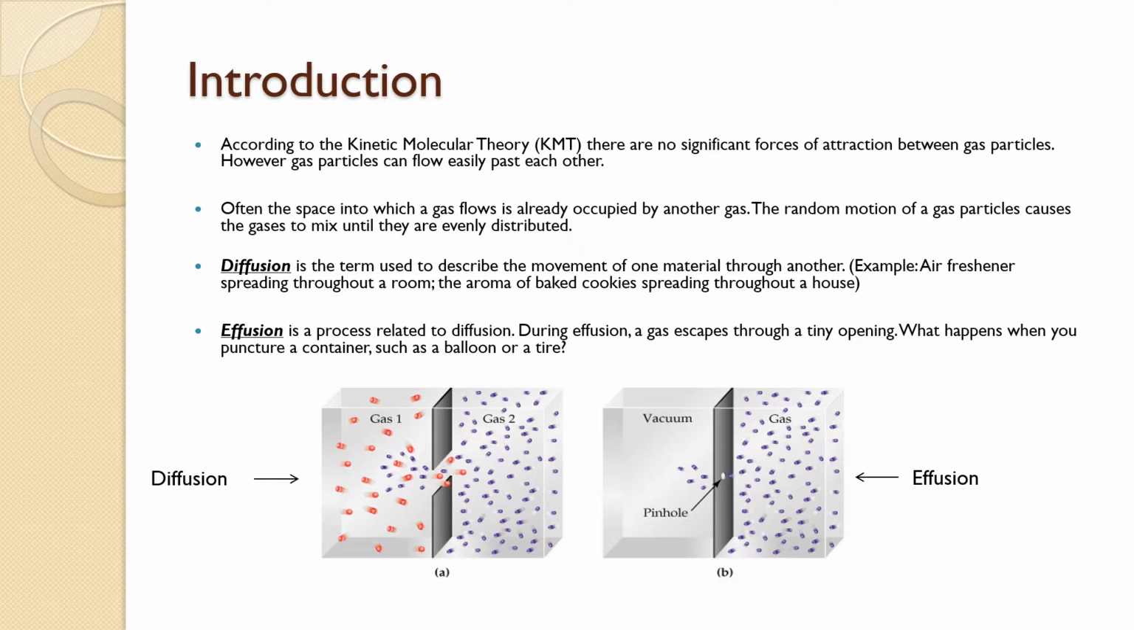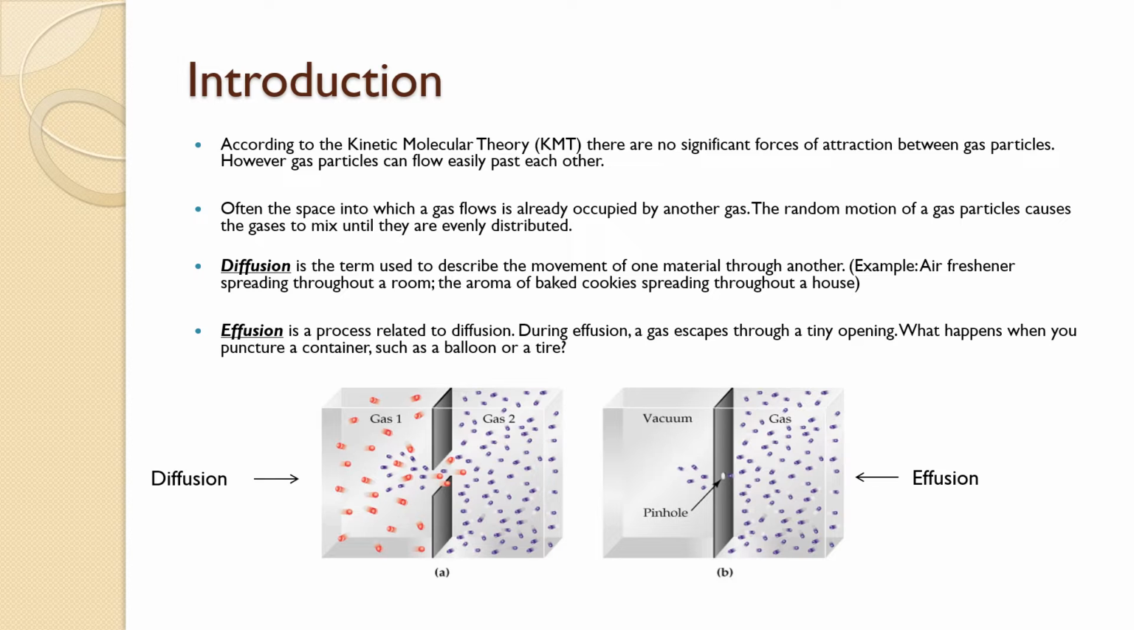According to kinetic molecular theory, which is KMT, there are no significant forces of attraction between gas particles. However, gas particles can flow easily past one another. Often the space into which a gas flows is already occupied by another gas. The random motion of a gas causes the gases to mix until they are evenly distributed.